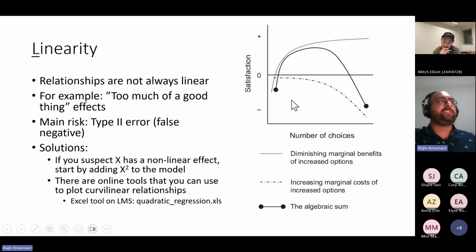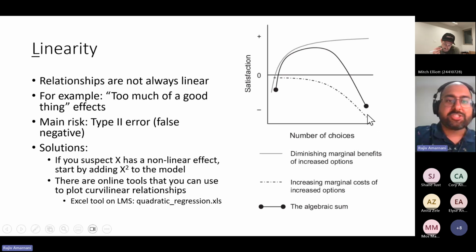The way this works out is there's two processes at work. You have the diminishing marginal benefit of more options, where once you get to this many options, you don't get any extra benefit. And then as you have too many options, the costs become overwhelming. So you get effects where the relationship isn't a line, but it's this kind of curve. This is also a curve, that's also a curve.